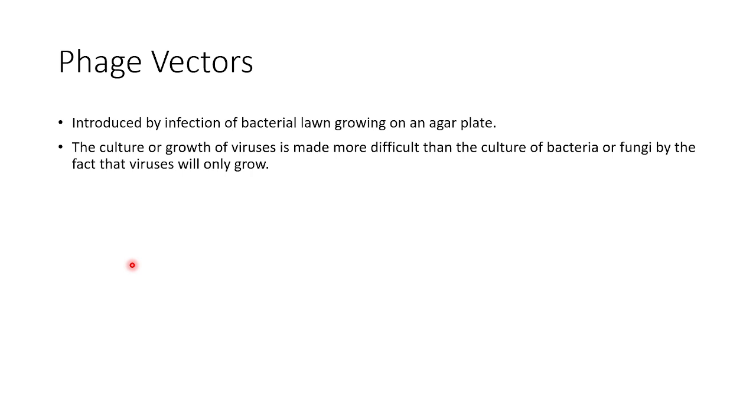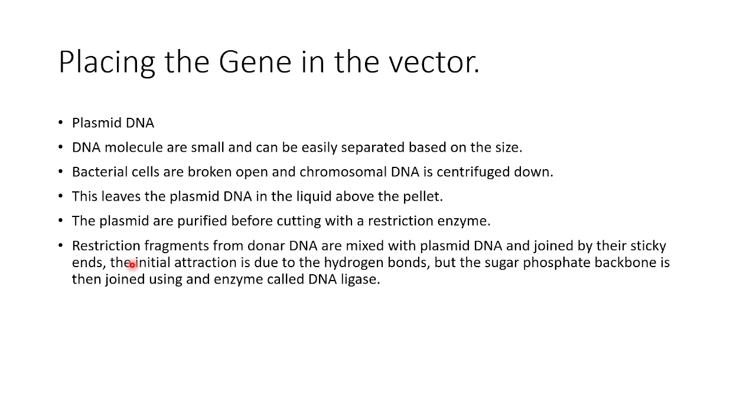Then you have different phage vectors that are introduced by infection of a bacterial lawn growing on an agar plate. The culture or growth of viruses is more difficult than the culture of bacteria or fungi. Now you are placing the gene in the vector, so you have the plasmid DNA. The DNA molecules are small and are easily separated based on size.